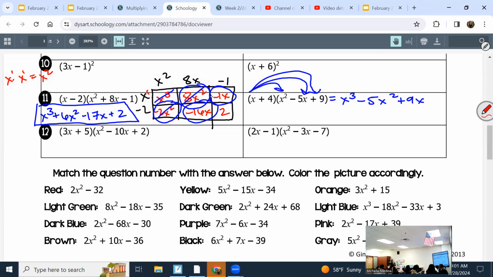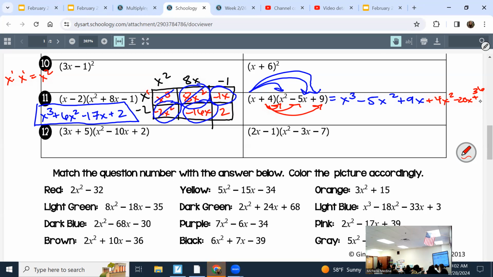I need to distribute again, that's why we call it double distributing, but this time I'm distributing the 4. What's 4 times x squared? It's positive, so make sure you show that it's positive. What's 4 times -5x? -20x. What's 4 times 9? Good, and it's positive, sorry, I have to squeeze it in right there.